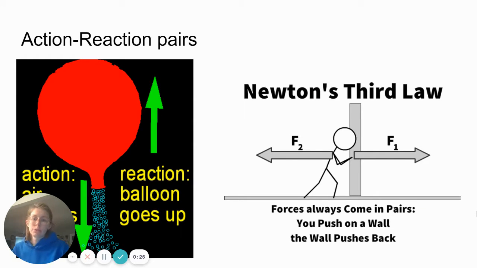The first is a balloon, right? If you have a balloon full of oxygen or air and you let go of the balloon, the air pushes down, which forces the balloon to go up. So they have like opposite reactions.